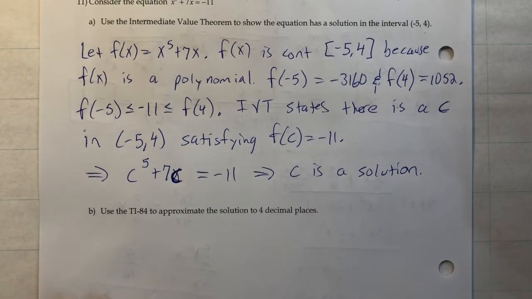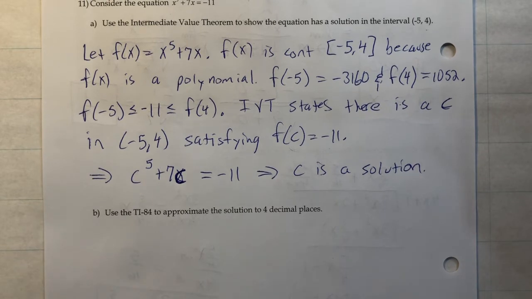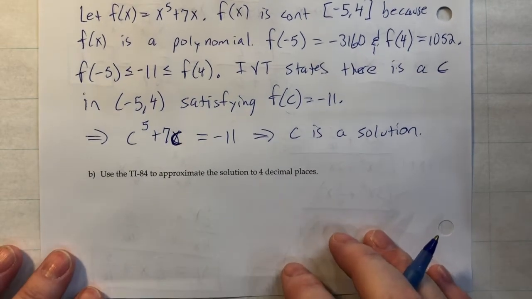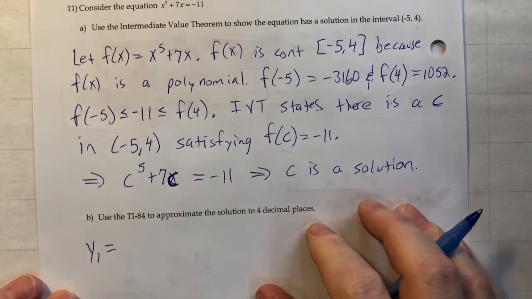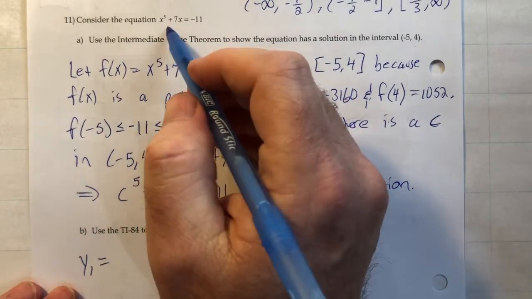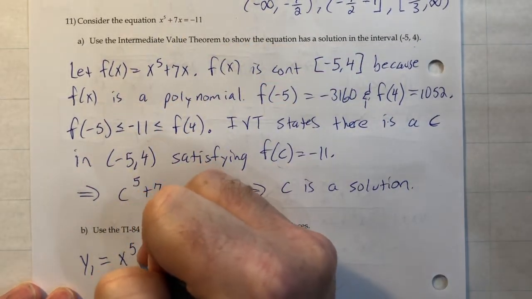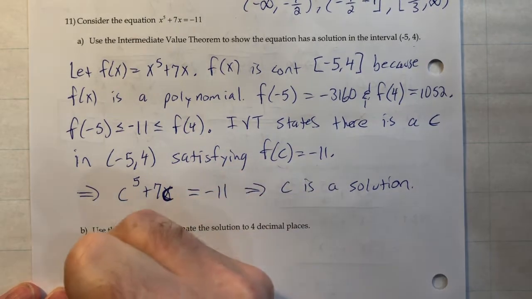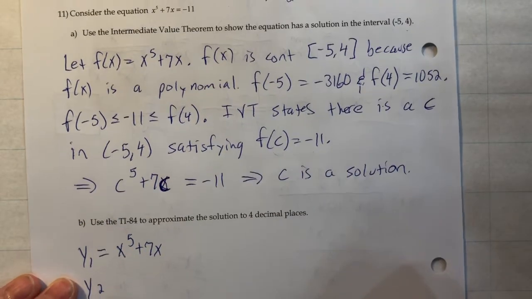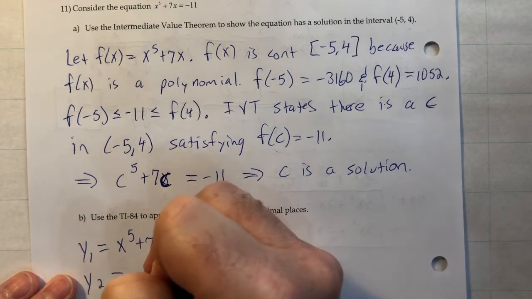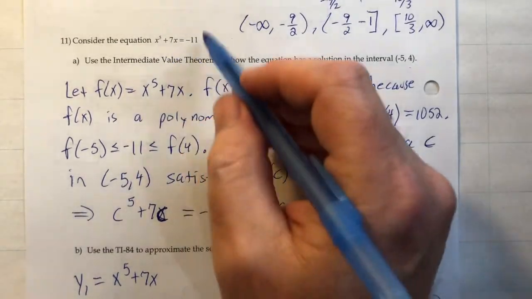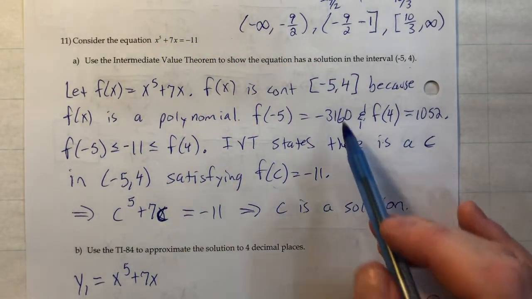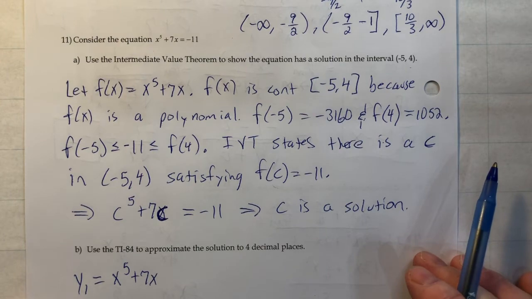All right, so now they want us to use the TI-84 to approximate that solution to 4 decimals, because the intermediate value theorem can guarantee you that a solution exists, but it's not actually telling you what the solution is. So we're going to turn to technology for that part. I'm going to go into the graphing calculator and let y1 be the left side of the equation. So I'm going to let y1 be this x to the 5th plus 7x side, and y2 is going to be the other side of that equation, which is the negative 11. And if I find out where they intersect, that would be like finding a solution to this equation, and hopefully that ends up being between negative 5 and 4.